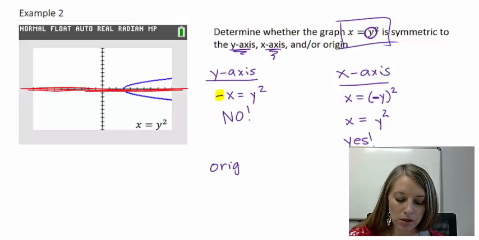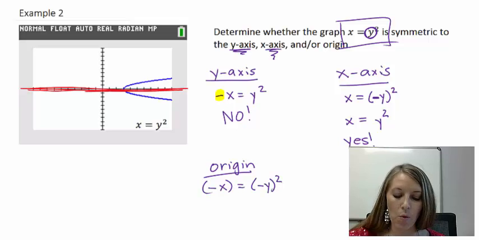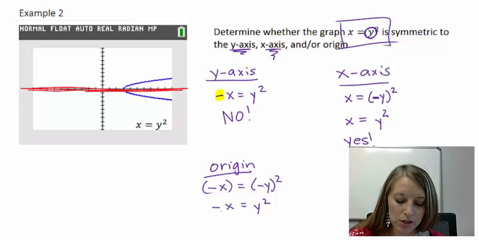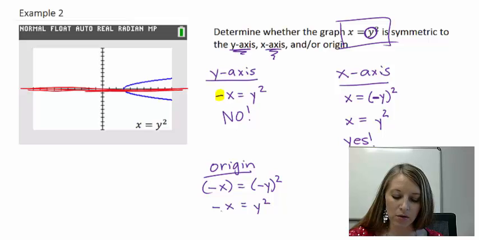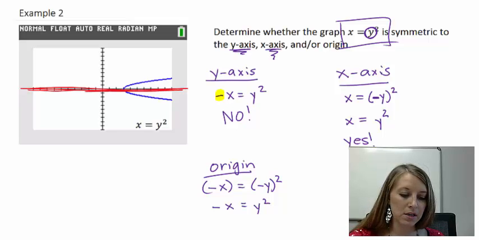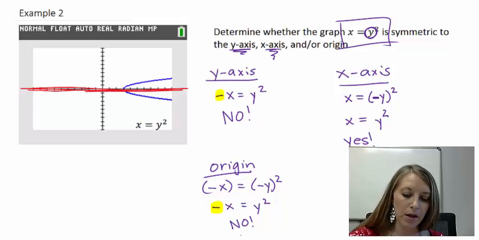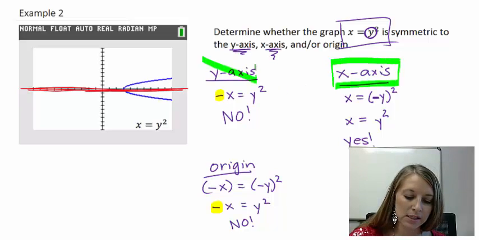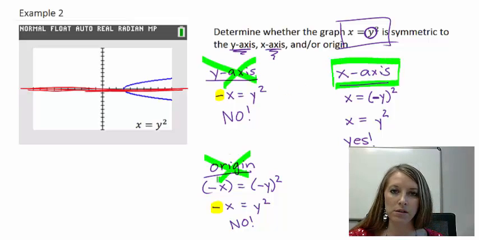All right, the origin. We substitute in a negative x for my x value and a negative y for my y value. Now we know that the square is going to eliminate the negative on my y value, but we know we cannot do anything extra to eliminate the negative off of my x value. So this is what we end up with. It is not the same as my original equation because I have that extra negative there. So that tells us that it is not symmetric to the origin. So our answer then, as we knew from the graph, is that it is symmetric to the x-axis, but it is not symmetric to anything else.